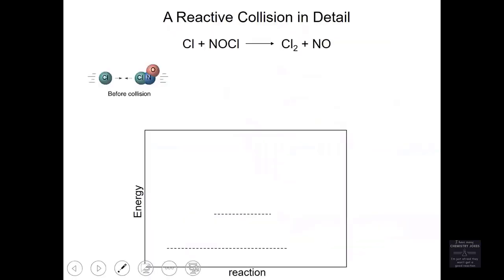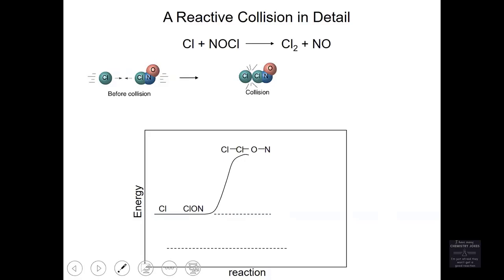So if we draw a plot of the energetics of what's happening in this thing, we start with a shelf that has our reactants on it. Chlorine and ClON on one shelf together. That's a sum of the energies of the reactants. Then a collision happens. What does the collision look like energetically? It's way up there.